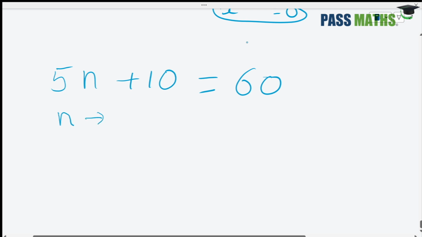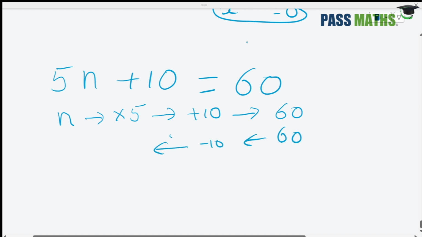Next question is, let's do 5n plus 10 equals 60. Again, method number 1: start with n, times by 5, plus 10 is 60. Go backward, start with 60, take away 10, which makes 50, divide by 5, answer is 10.